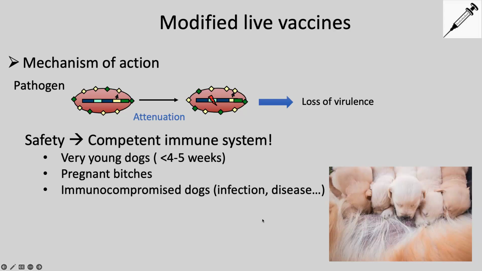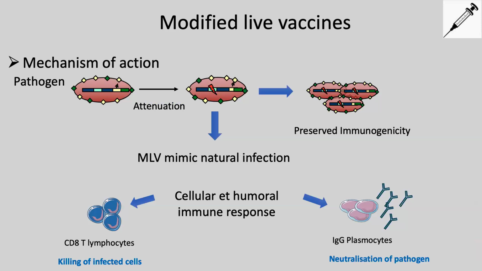So now that we have seen the safety part of the live vaccine, I would like to come back to the immunogenicity of these vaccines. This vaccine will replicate in dogs, and it will allow us to mimic the natural infection. And clearly, those modified live vaccines induce strong cellular and humoral immune responses, with activation of cellular immunity and cytotoxic T cells, but also humoral immunity with neutralizing antibodies.